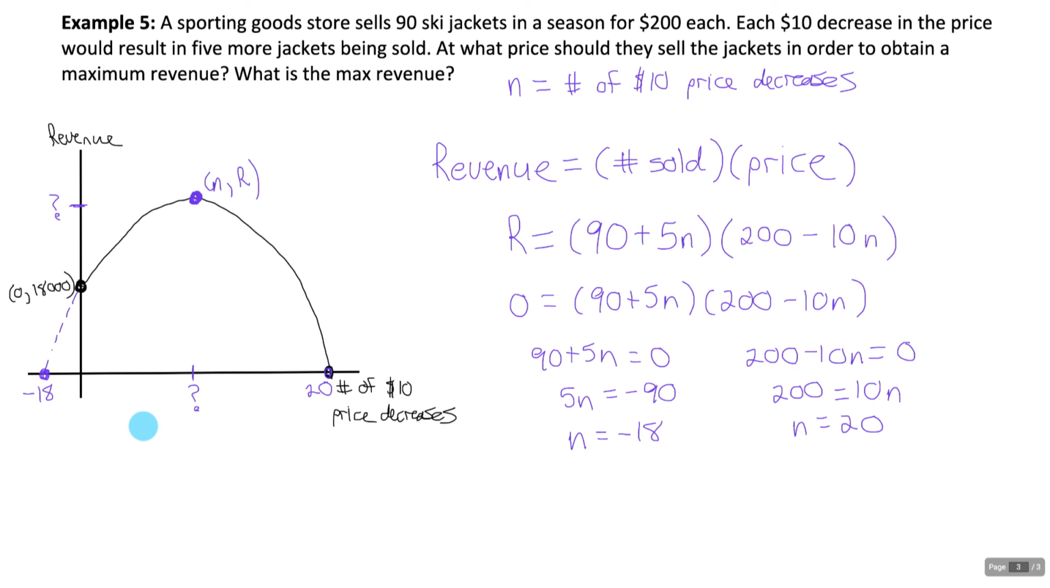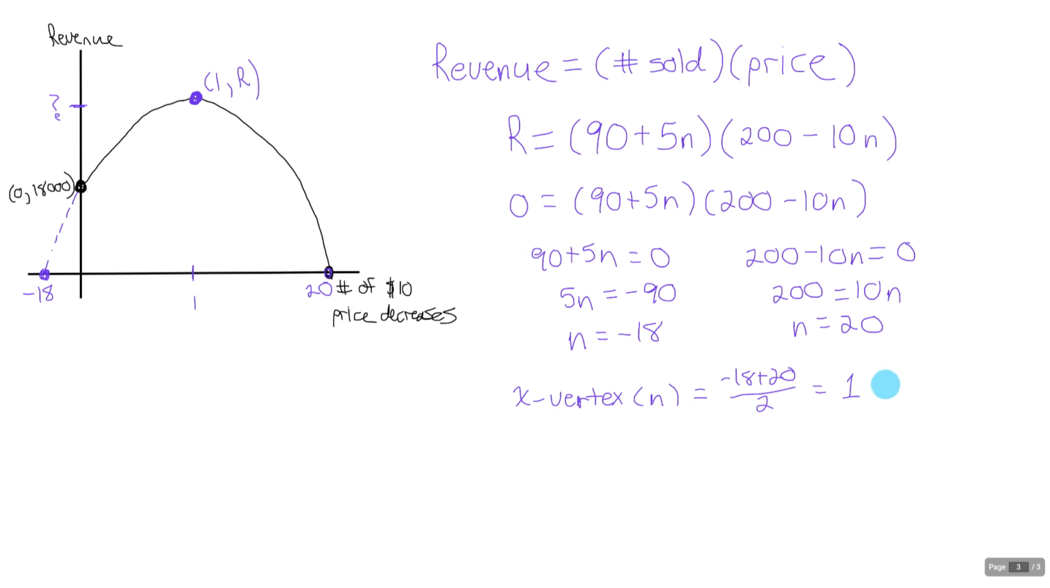And now I'll use the fact that parabolas are symmetrical to find the x-coordinate of the vertex. I can add my x-intercepts, negative 18 and 20, and then divide that by 2 to find the average of them, and that gives me 1. So the x-coordinate of the vertex, which stands for the number of $10 price decreases, is 1. So one $10 decrease. That's going to get us to the vertex, which is going to be the max revenue.